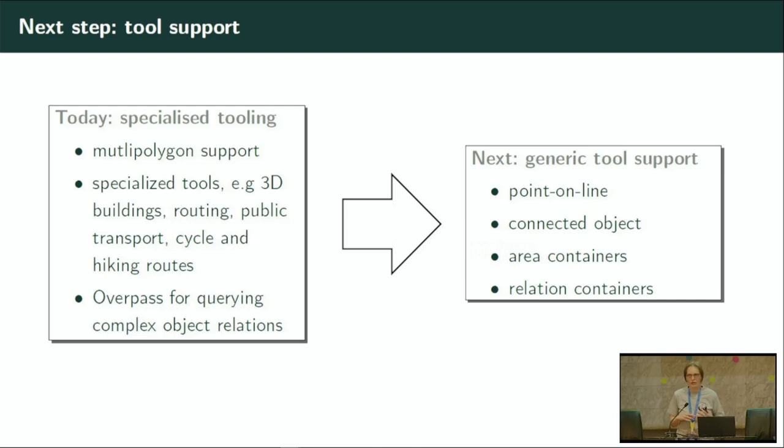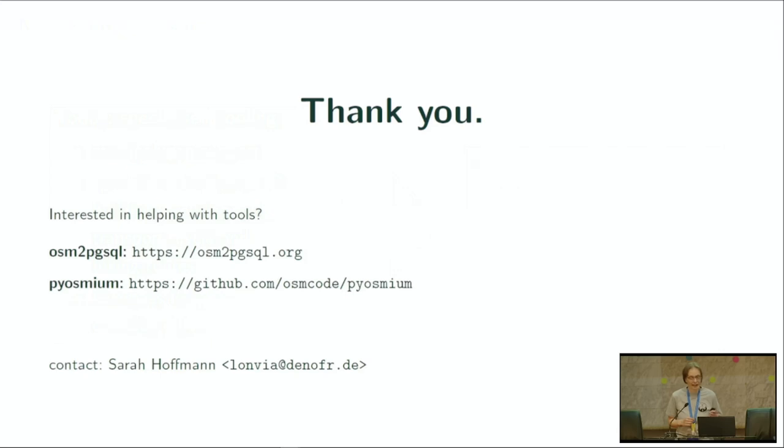Connected objects, so basically, we should do something to put together roads with the same name. It's a little bit more complicated. Then the area containers I mentioned, and maybe the same with relations. We also should do something on the editing side, but this is something for the next talk. Martin will show the future of iD. That's my talk, and I'm looking forward to your questions and suggestions.